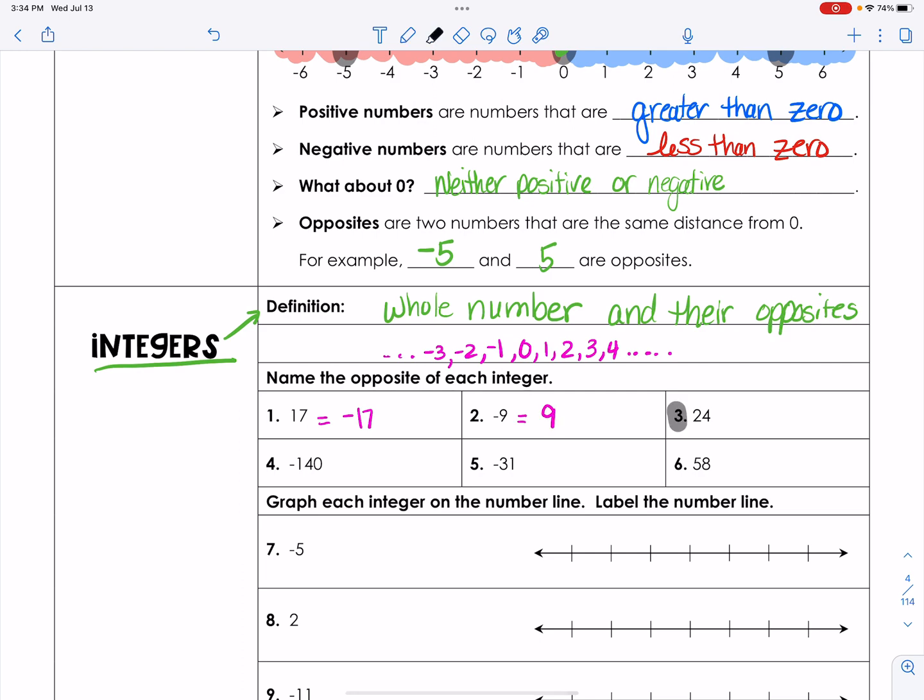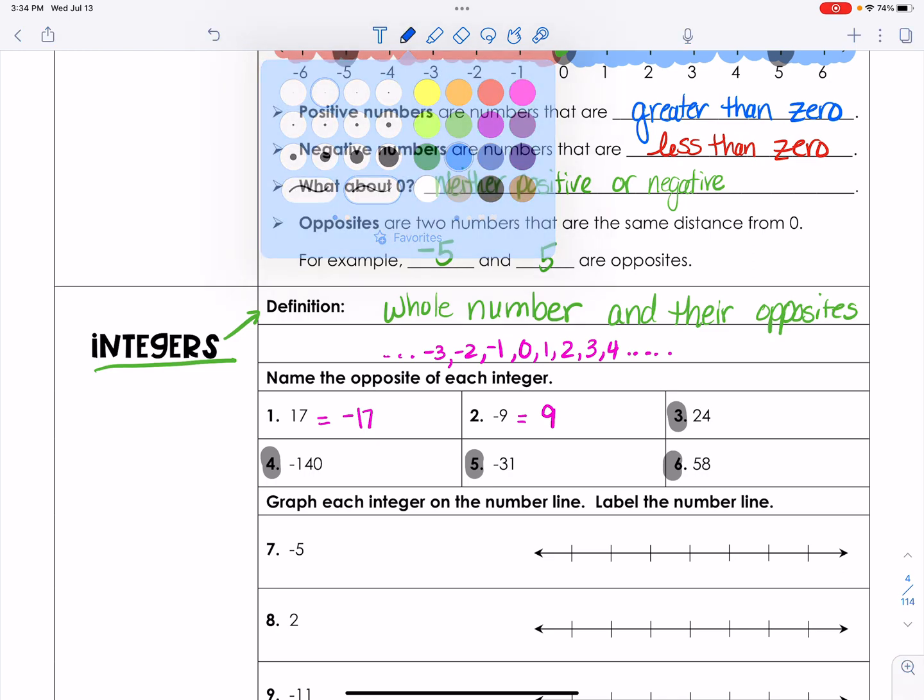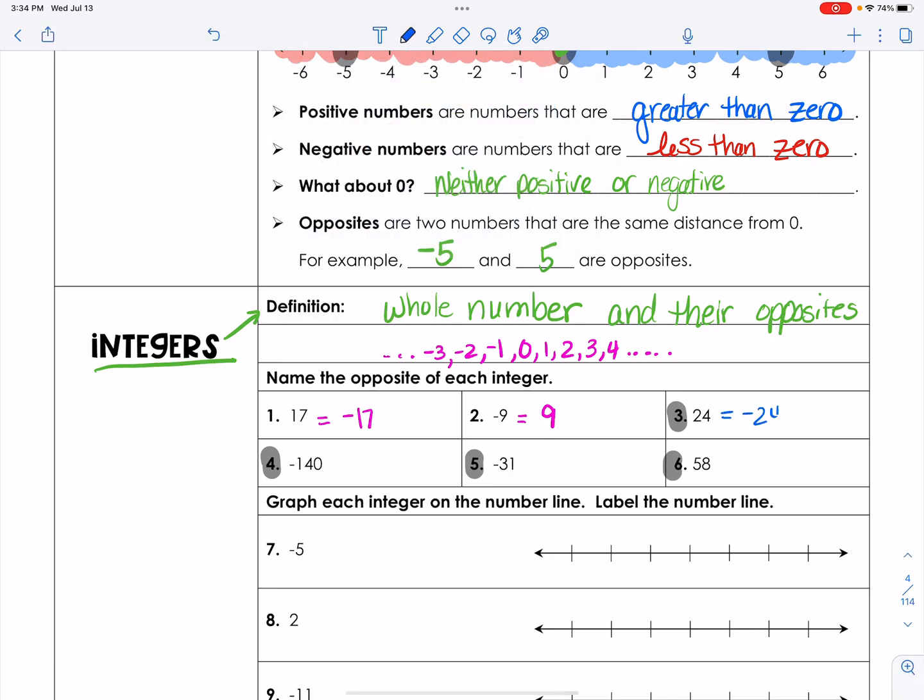I would like you to pause the video and do 3, 4, 5, and 6. Pause and do those ones, please. Okay, the opposite of 24 is -24, then +140, +31, and +58.